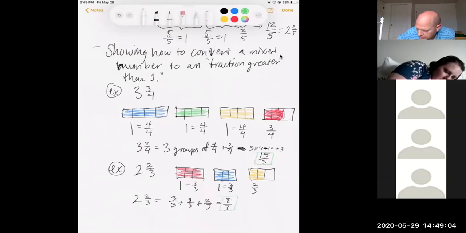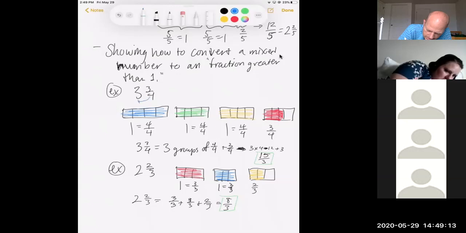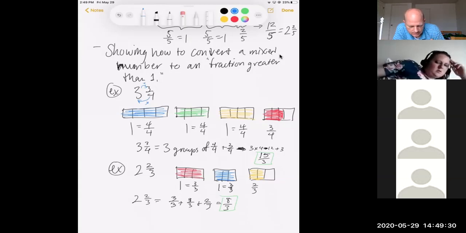We need to keep them as fractions greater than 1. That's what we wanted. Okay, so that's hopefully a picture to show why you do the algorithm here, where you multiply the 4 times 3, and you add the 3 on there. So when you do the algorithm to get the mixed number to a fraction greater than 1, you need to know why it works. So 4 times 3 gives you 3 groups of the 4/4. And then you add on the 3/4, which is the partial group of 4/4.